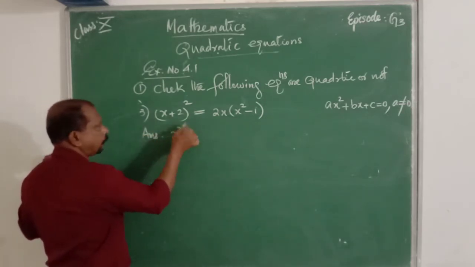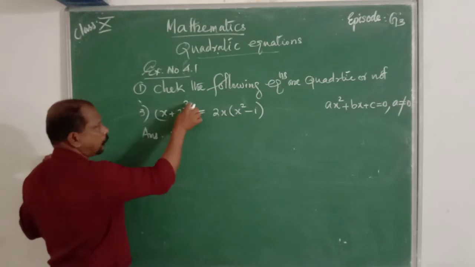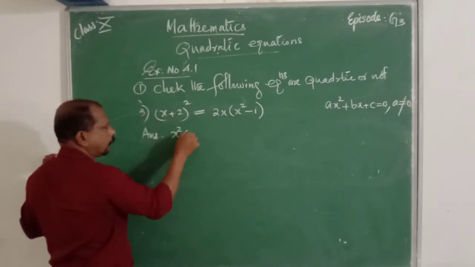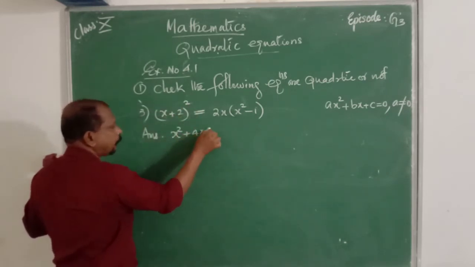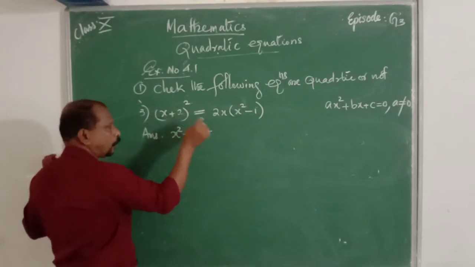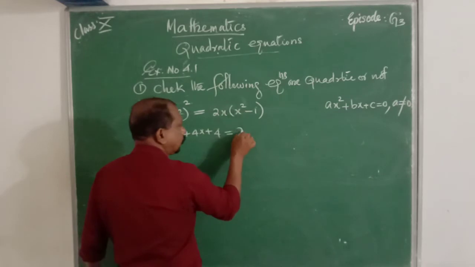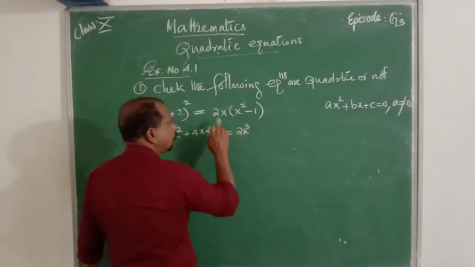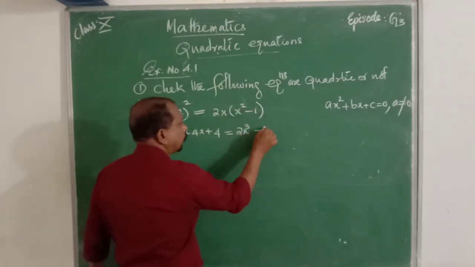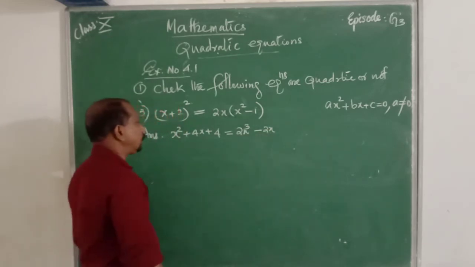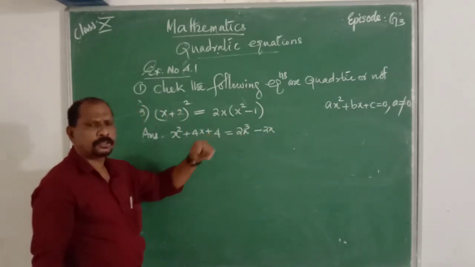x square, by a plus b the whole square, plus 2ab, that is 4x, plus b square, 2 square is 4, is equal to 2x into x square, that is 2x cube, 2x into minus 1, minus 2x. Then the highest power is x cube, therefore it is not quadratic.